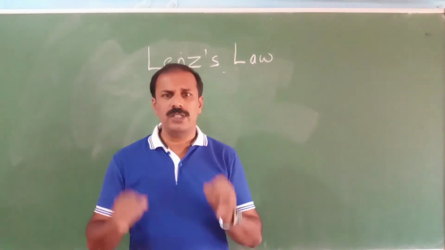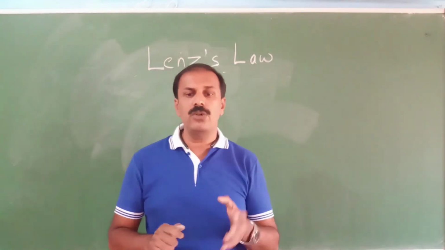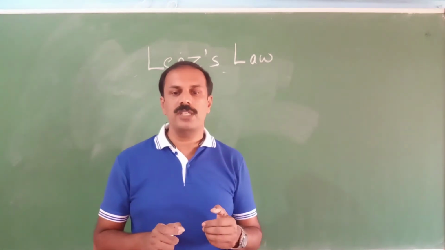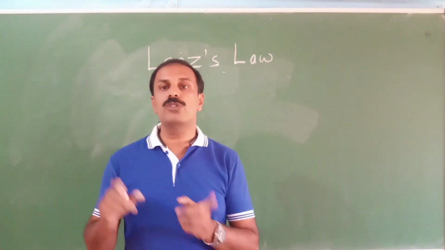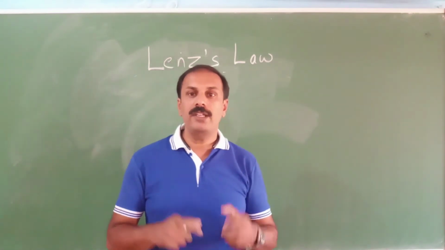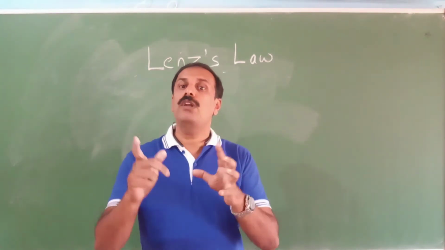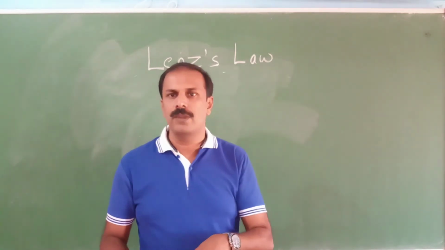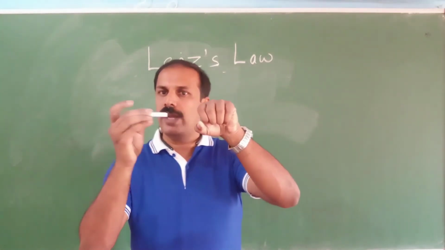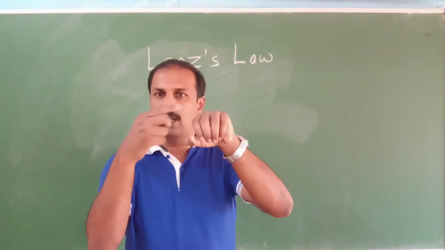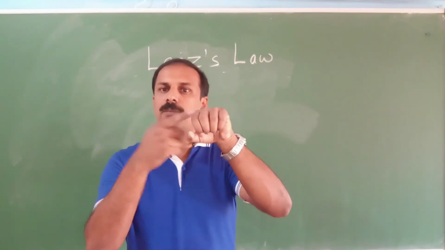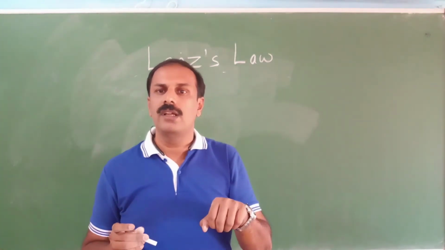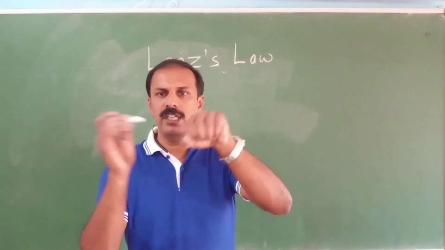Lenz's law says that the polarity of the induced EMF is such that it tends to produce a current which opposes the change in the magnetic flux that produced it. Once more, the polarity of the EMF is such that it will oppose the flux which produced it. That is, we are moving the magnet. This magnet produces a flux change in this coil, so in this one induced EMF will be there. That will be in such a way that it will oppose this magnetic field or flux.